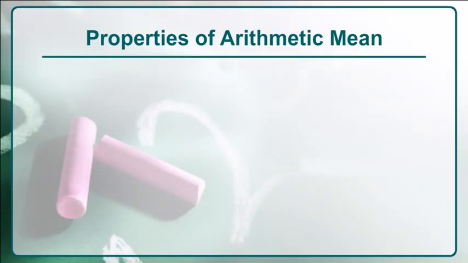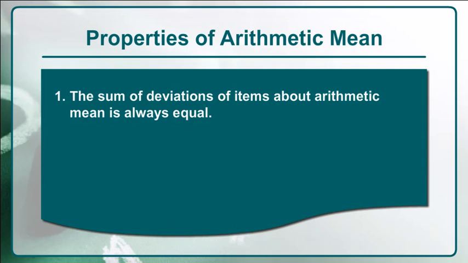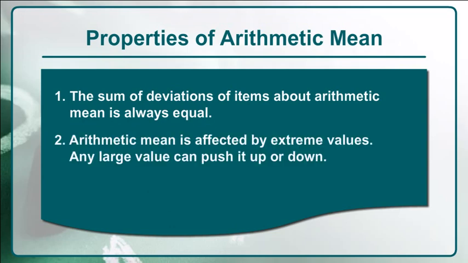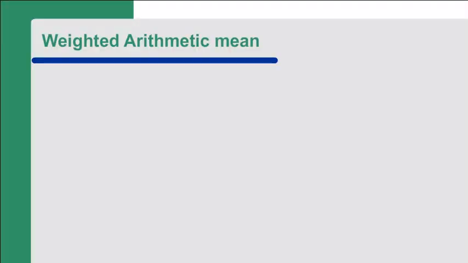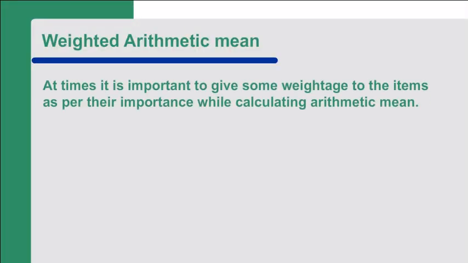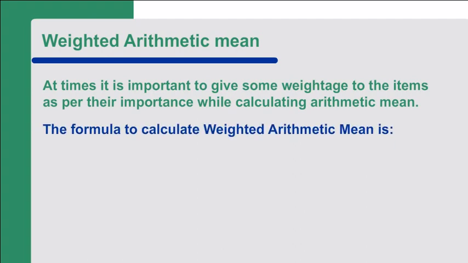Properties of arithmetic mean. One, the sum of deviations of items about the arithmetic mean is always equal to zero. Two, arithmetic mean is affected by extreme values. Any large value can push it up or down. Weighted arithmetic mean. At times, it is important to give some weightage to the items as per their importance while calculating arithmetic mean. The formula to calculate weighted arithmetic mean is summation wx upon summation w.